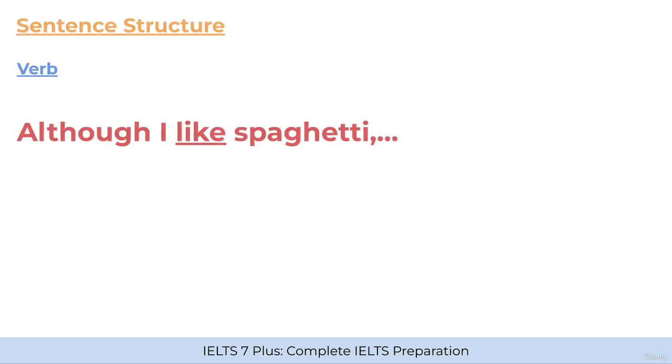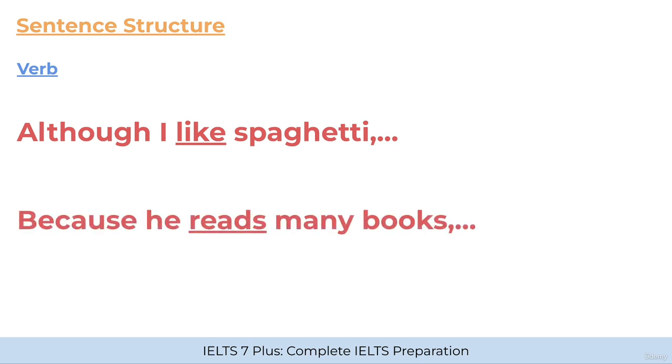So for example, although I like spaghetti, so this is a dependent clause. We've still got a verb though here, like. Because he reads many books, the verb reads. So a verb is essential in the sentence. It cannot be a clause or a sentence without one. It's the core, if you like.